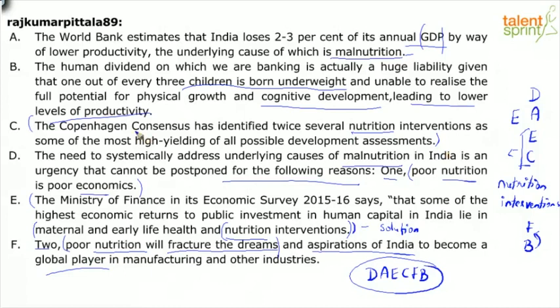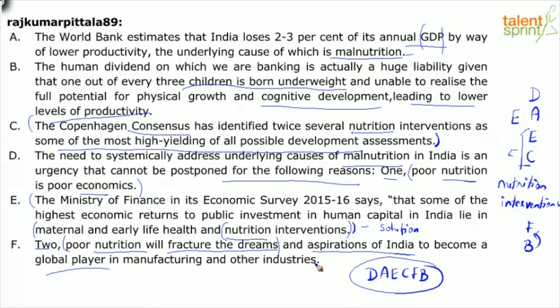C, like I said, it's a consensus, which means some information brought together, right? And it's projecting its reports. So what are its reports? It's identified so and so. This again is expanding on this because this is one of the solutions that is given in E. So it's saying, in fact, has identified twice several nutritional interventions as some of the most high yielding. So it's kind of reiterating and supporting that nutritional interventions are likely one of the solutions to address this problem. So it has to follow E. C has to follow E.